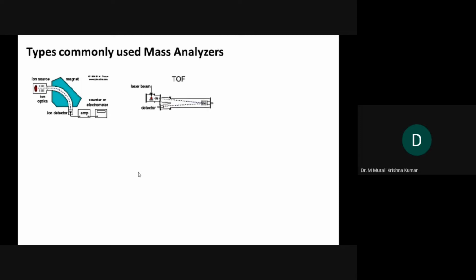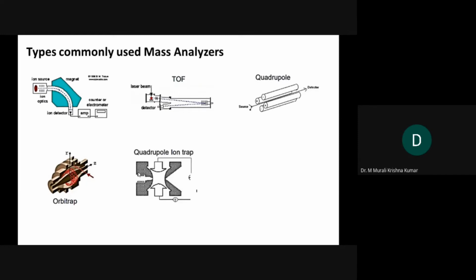The second one is the time of flight mass analyzer. The third, and a very, very popular analyzer, is the quadrupole mass analyzer. The next ones are the orbitrap mass analyzer, the quadrupole ion trap mass analyzer, and the ion cyclotron resonance mass analyzer. This is a completely different kind of principle, and we will discuss each one of them separately. So these are the 6 mass analyzers that are in the market right now.